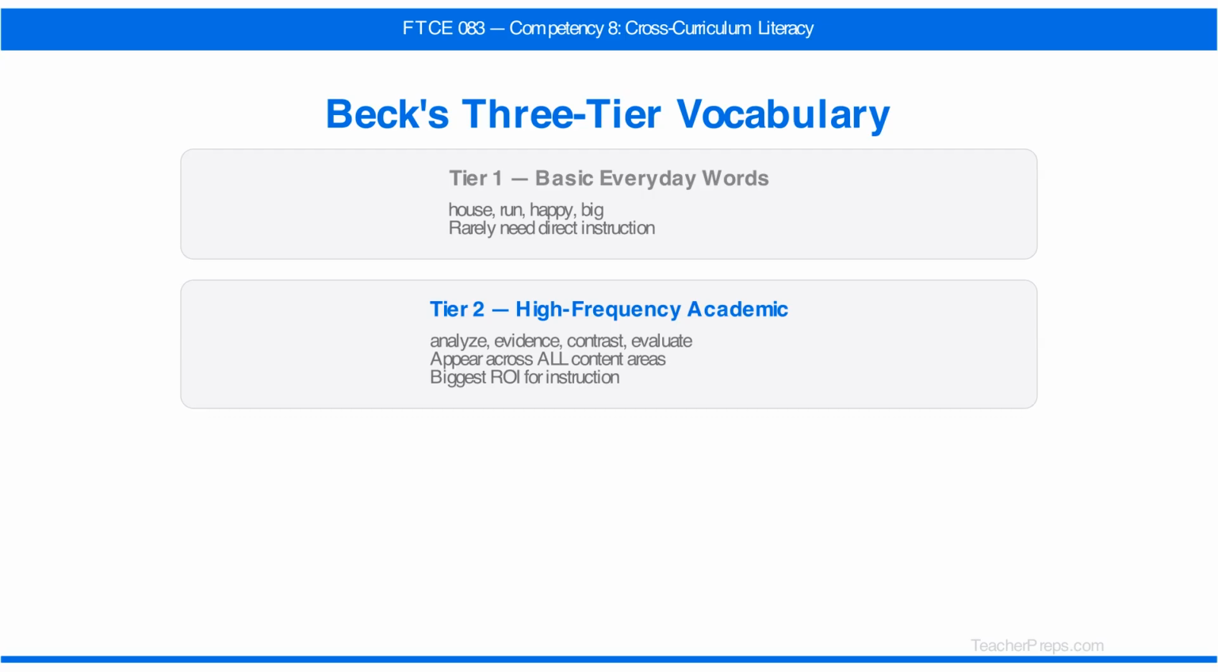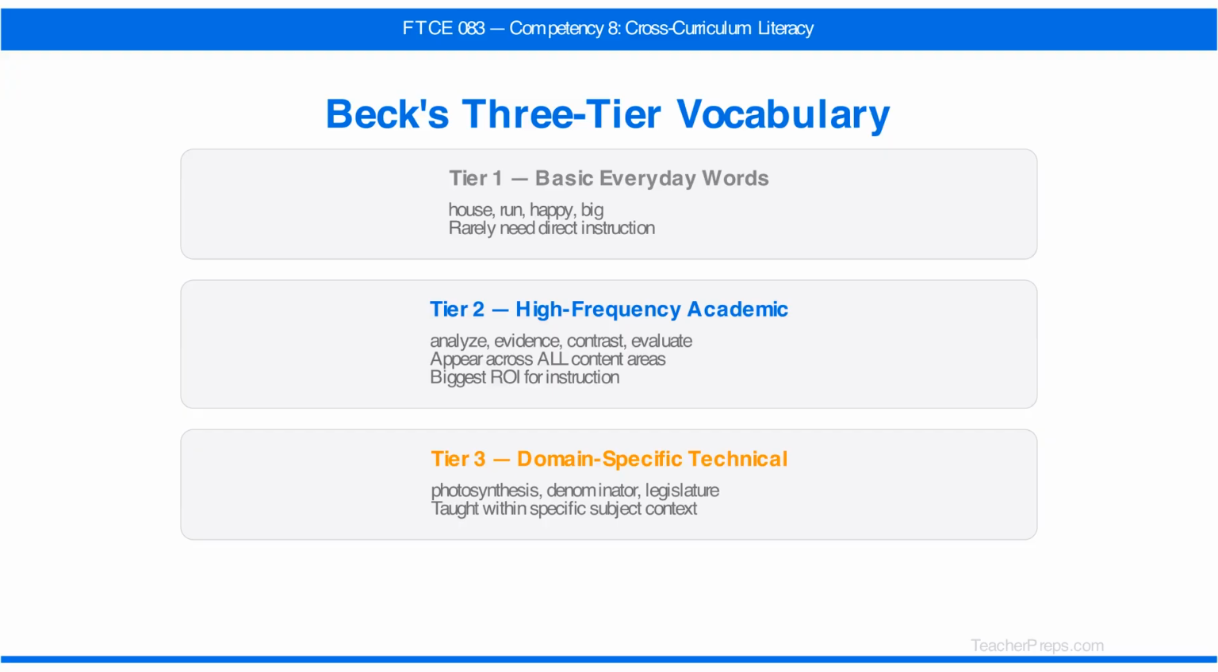Tier 2 words are high-frequency academic words that appear across multiple content areas. Words like analyze, evidence, contrast, significant, and evaluate. These are the words the exam expects you to focus on most. A student encounters the word analyze in science, social studies, math, and English language arts. Teaching Tier 2 words gives students the biggest return on investment because they unlock comprehension across every subject.